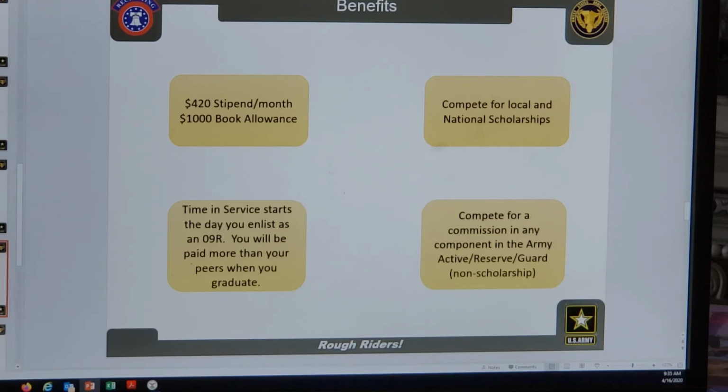But here's the big one, right? Bottom left. Time in service starts the day you enlist as an 09 Romeo. You'll be paid more than your peers when you graduate. So what does that mean? If you want to go look right now, go pull up active duty. Let's just say they want to go active duty afterwards, because those are the ones you're going to have to convince, right? Go look up an 01 with no time in service pay, and then go look up an 01 with 4 years time in service pay. What you'll see is that they make $1,100 more a month at 4 years than they do with no years.